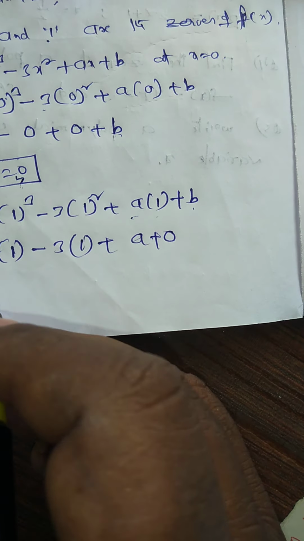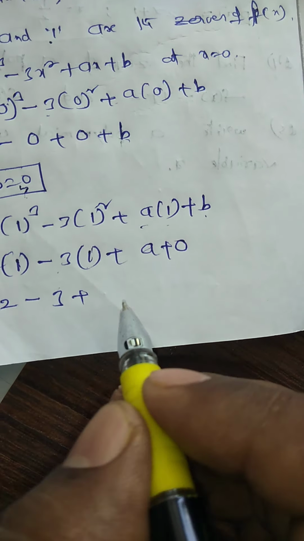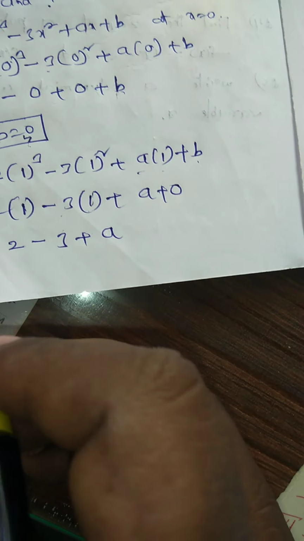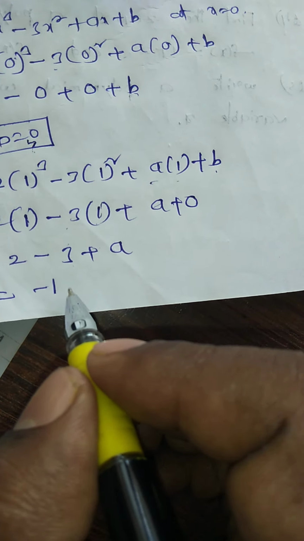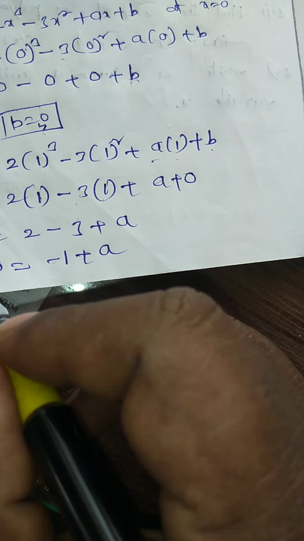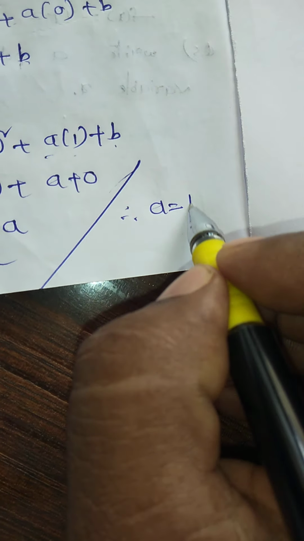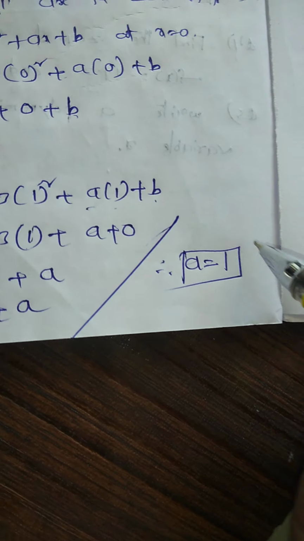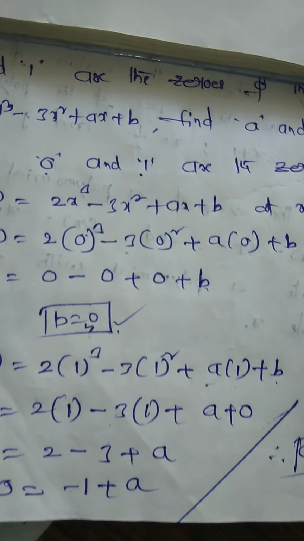Now 0 is equal to 1 minus 3 plus a plus 0. A is equal to 3 minus 1, that is, 2? Written as: 1 minus 3, which is minus 2, plus a. Therefore a is equal to 2. We got a value 2, and b value 0 as we found.